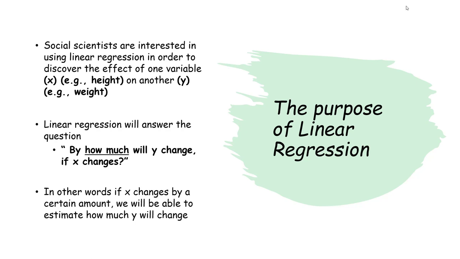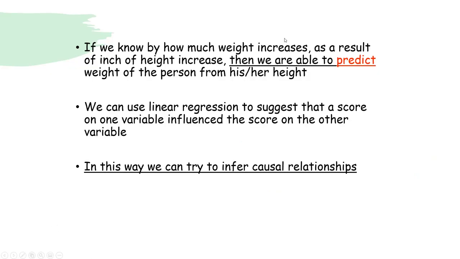So in other words, if x changes by a certain amount, we are able to estimate how much y will change. So if we know by how much weight increases as a result of inches of height increase, then we're able to predict the weight of the person from his or her height. We can use linear regression to suggest that a score on one variable influences a score on the other variable. So it's really how one variable impacts the other variable.